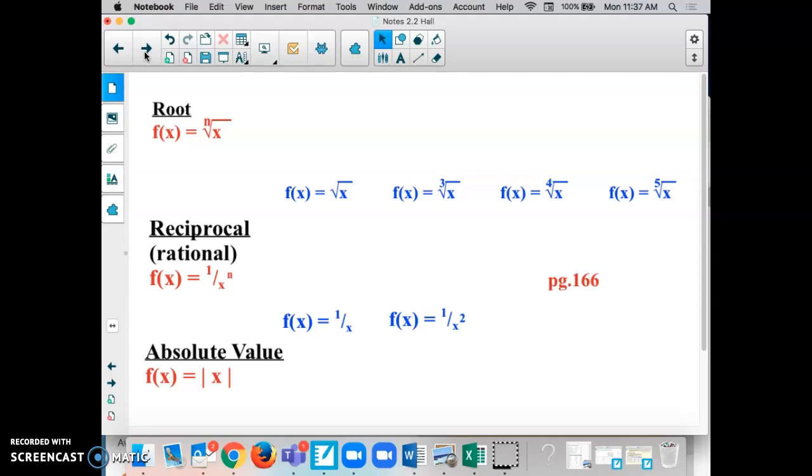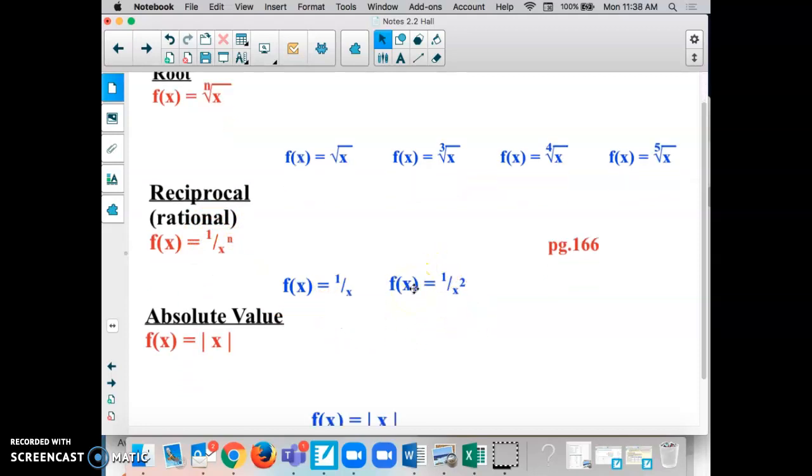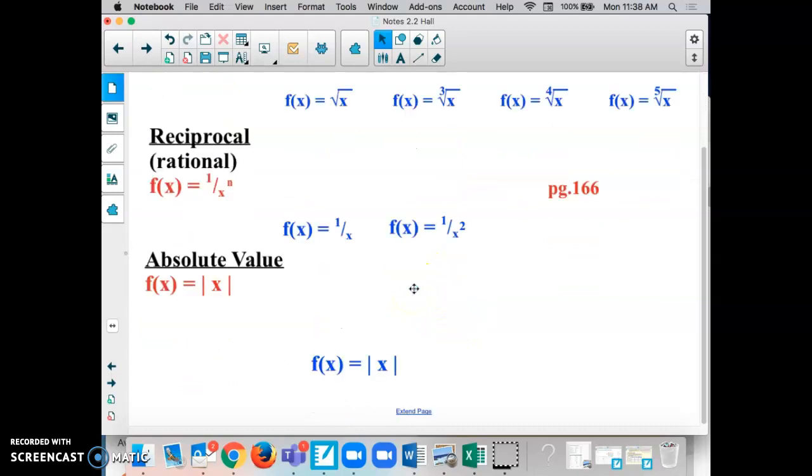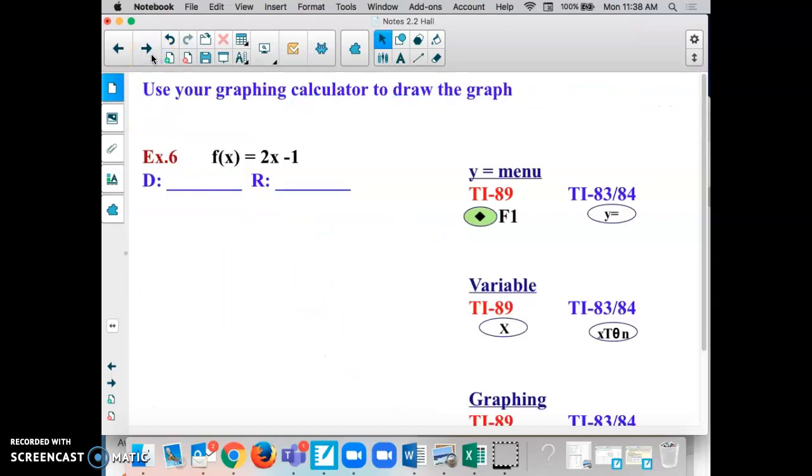Reciprocal functions are rational functions, or I call them fractional functions. 1 over x or 1 over x squared are the reciprocal functions. Absolute value functions: f of x equals the absolute value of x, basically the distance from 0. Just a bunch of different types of functions.